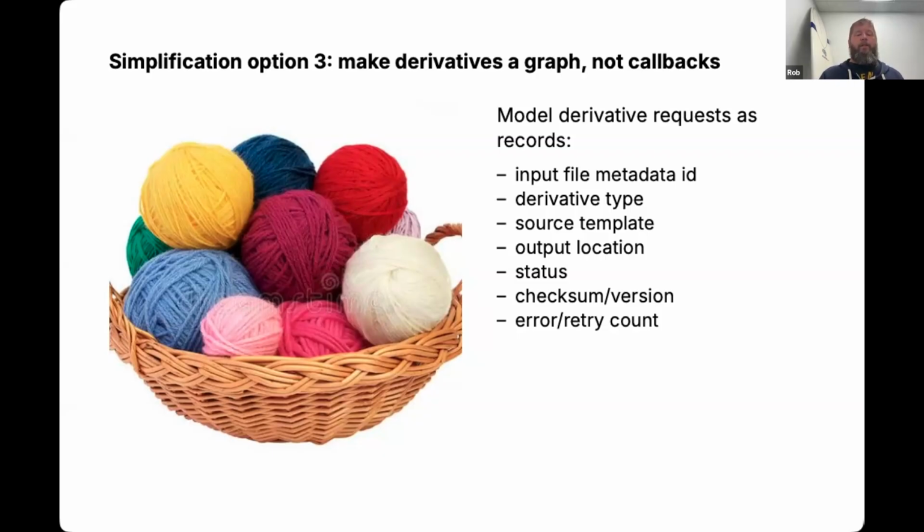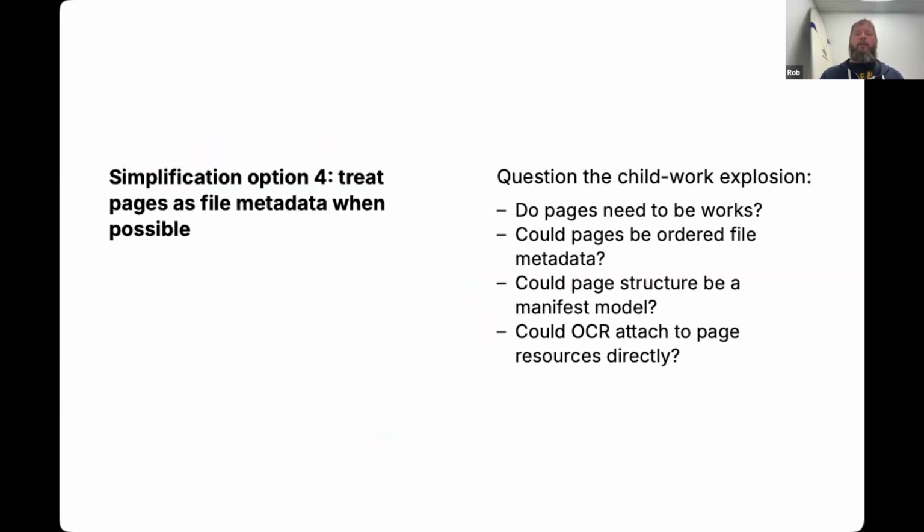And then idea number four is to treat pages as file metadata when possible. When we split a PDF, should the things that we attach just be file sets, or should they be child works that contain file sets? That is a constant burden. And I think this is a debate that probably needs to be had at least one more time, especially in a more current world where file sets can have more rich metadata. So in a post AF support world, I think that could potentially be really valuable.